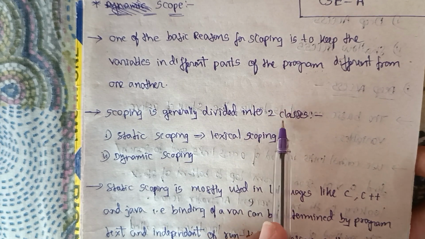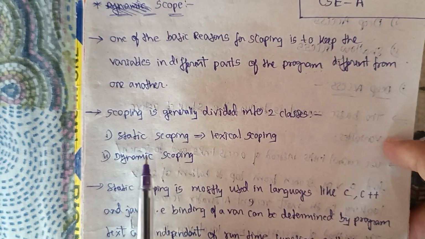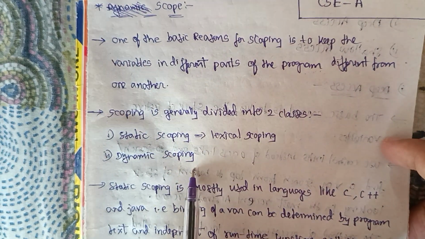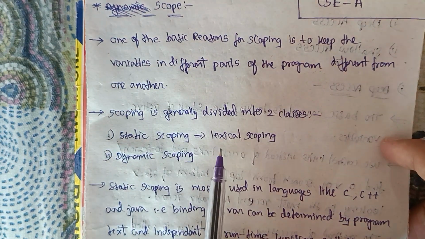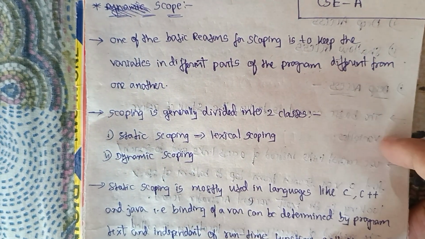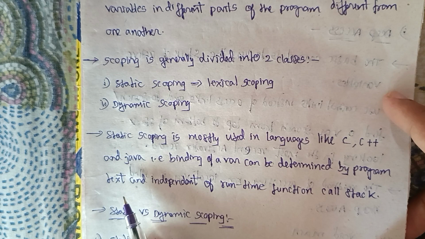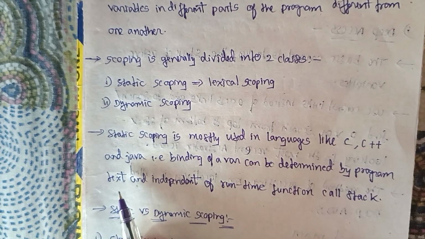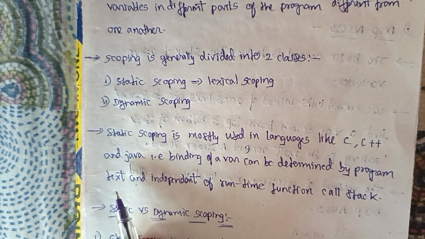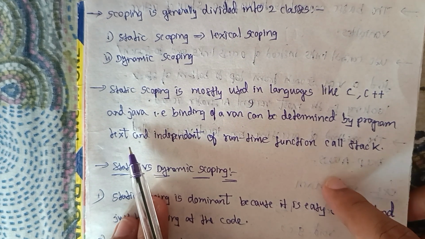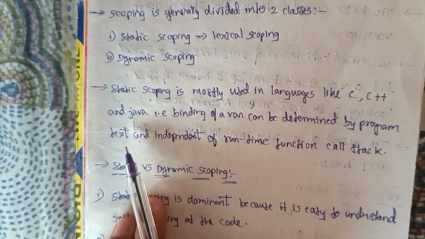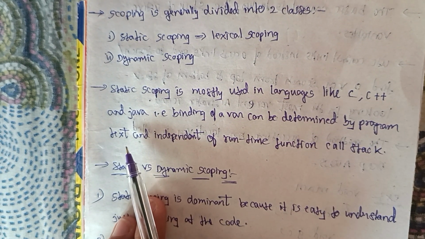Scoping is generally divided into two classes: static scoping and dynamic scoping. Static scoping is also called lexical scoping. Static scoping is mostly used in languages like C, C++ or Java. In order to know more about static scoping and dynamic scoping, let us know the differences between them.